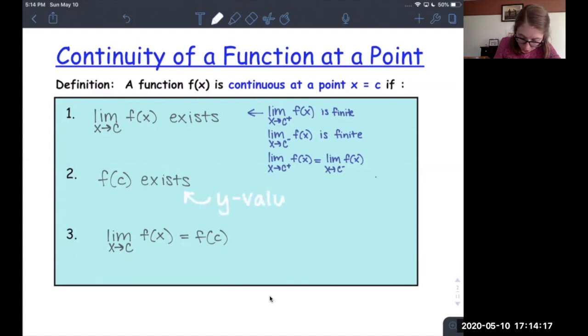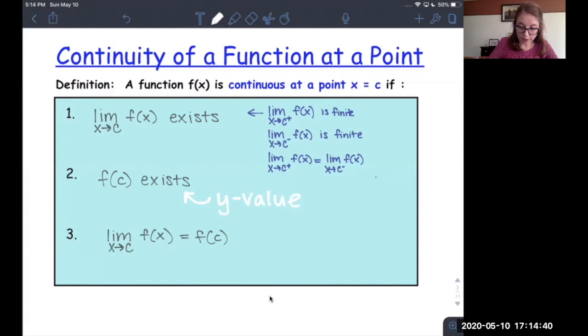We made a big deal when we were talking about limits, how the actual y value at x equals c doesn't matter for a limit. For continuity, it does. You need to think about that there has to be a y value there. It can't just be a hole. And the third thing, where those two things come together, you have to have a limit, you have to have a y value, and they have to be the same thing.